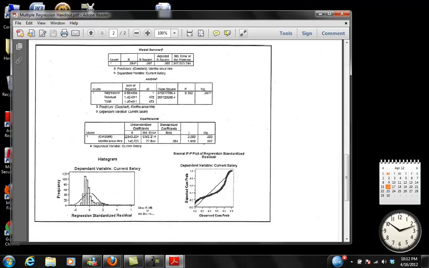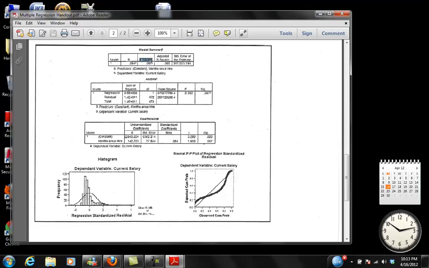This first chart tells us how good the model is, how good months of tenure is at predicting what someone's current salary is going to be. What we want to look at is this value here called R. That's the most important thing from our first chart, along with R square. Because it was simple linear regression, we'll have a value for R, and we'll also have a value for R squared. Next time when we get together, I think we're only going to see a value for R squared.